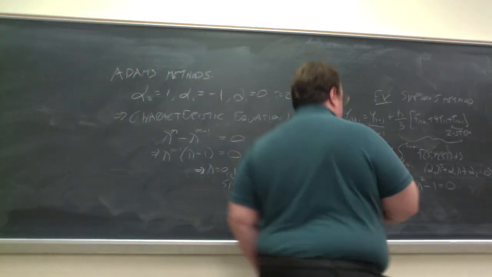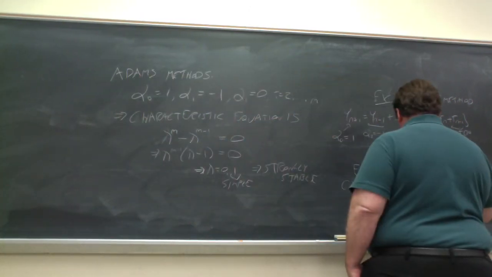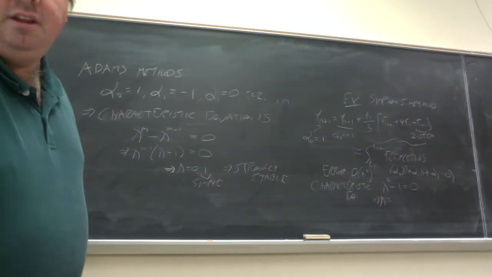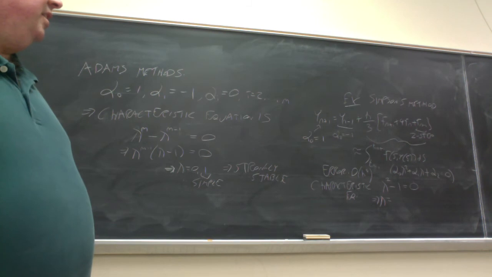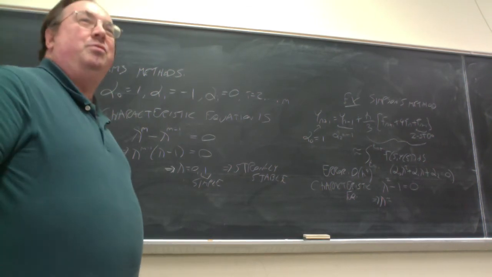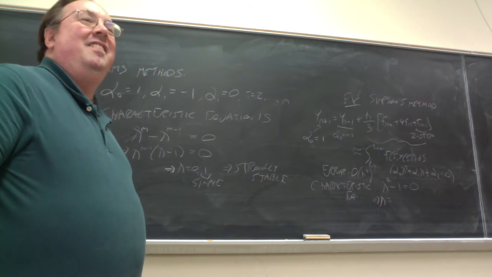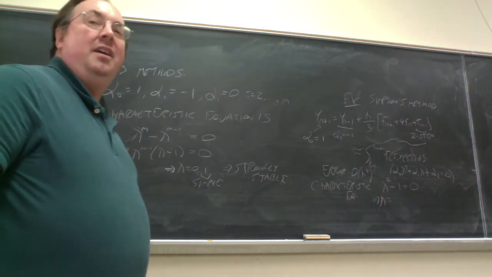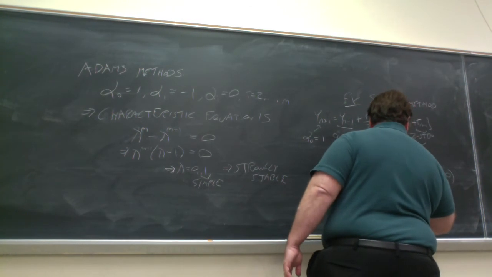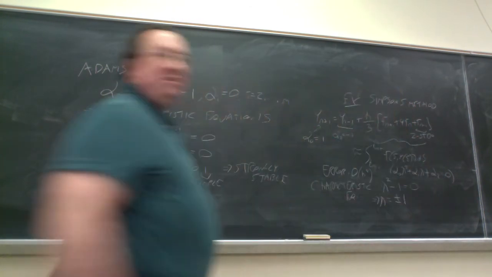What are the roots of the characteristic equation? You know how to factor. You get lambda plus 1 and lambda minus 1, so plus or minus 1. Or I could have just used the square root property.